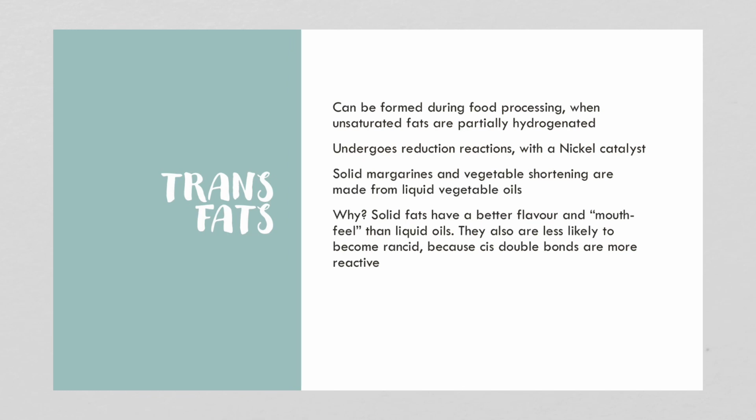Trans fats, how do we get them? They can be formed during food processing when unsaturated fats are partially hydrogenated, undergoing reduction reactions with a nickel catalyst. Solid margarines and vegetable oil shortening are made from liquid vegetable oils. And then why do we make them in the first place, because we know that they're bad for us? Well, originally they didn't think they were bad for us. They thought that because they were still unsaturated, they would carry the properties of unsaturated fats. It took many, many decades to realize that they actually are maybe even more harmful than saturated fats.